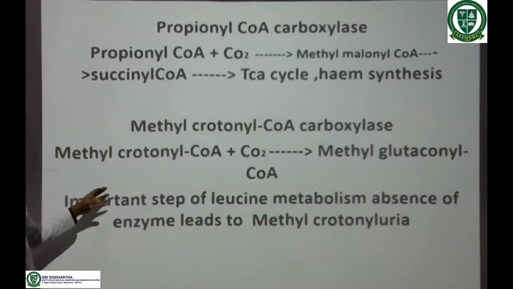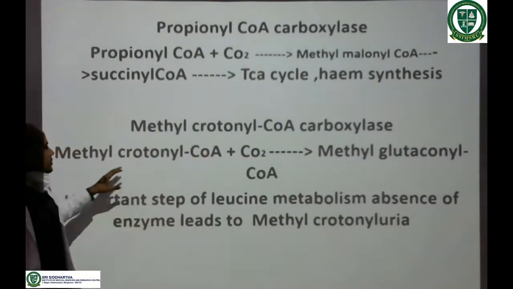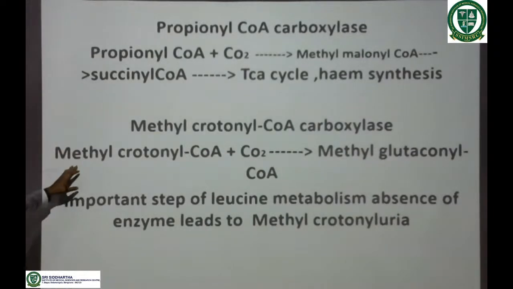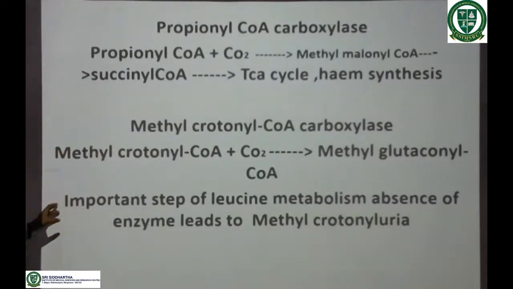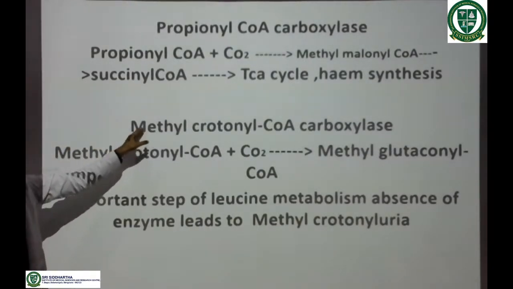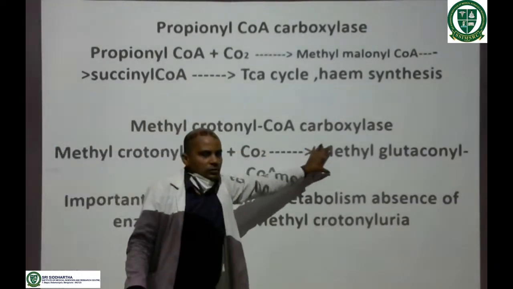The last and the fourth most important reaction where we require biotin is methylcrotonyl-CoA carboxylase. That is conversion of methylcrotonyl-CoA to methylglutaconyl-CoA. It is an important step in the branched chain amino acid, that is leucine, metabolism. Initially, leucine is transaminated to form the intermediate products. Later on, this methylcrotonyl-CoA, an intermediate product of leucine, gets converted to methylglutaconyl-CoA.